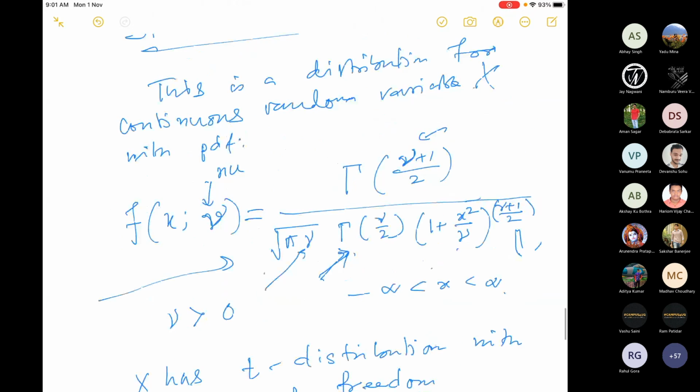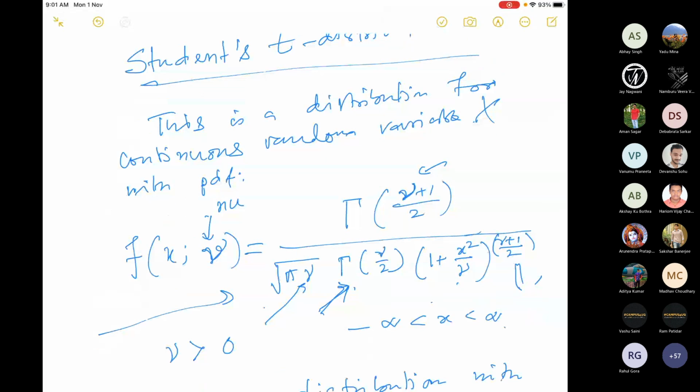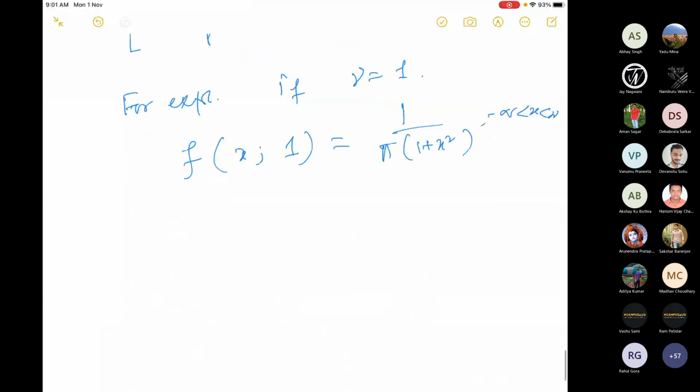This function is very, very complicated. But if you pick different values of nu, you will get some special kinds of distributions. Like this, you get Cauchy. We talked about this distribution in this course, the Cauchy distribution.